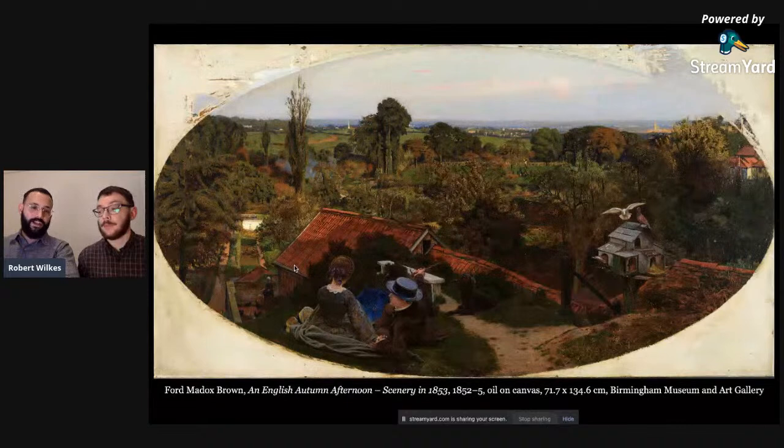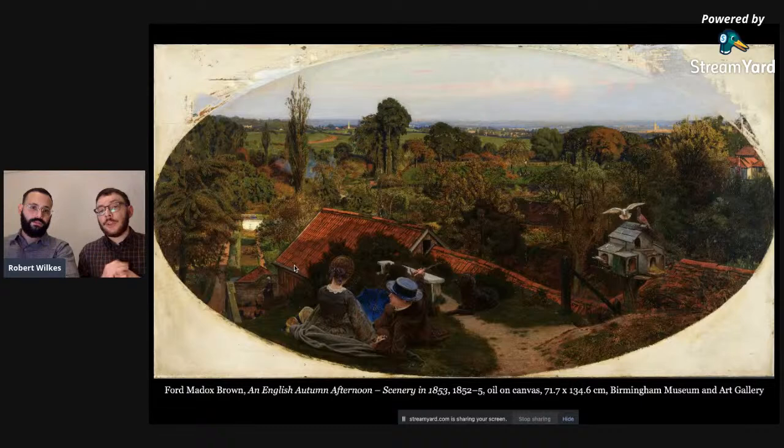So as with the painting by Holman Hunt, it's a very unusual kind of landscape. It's very mundane almost.